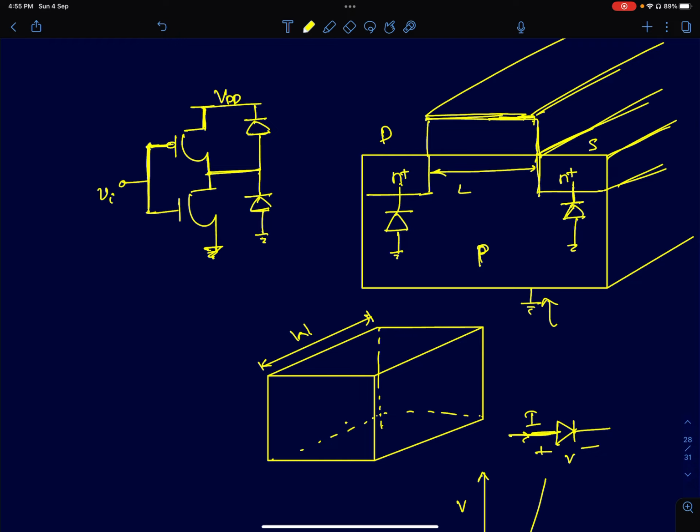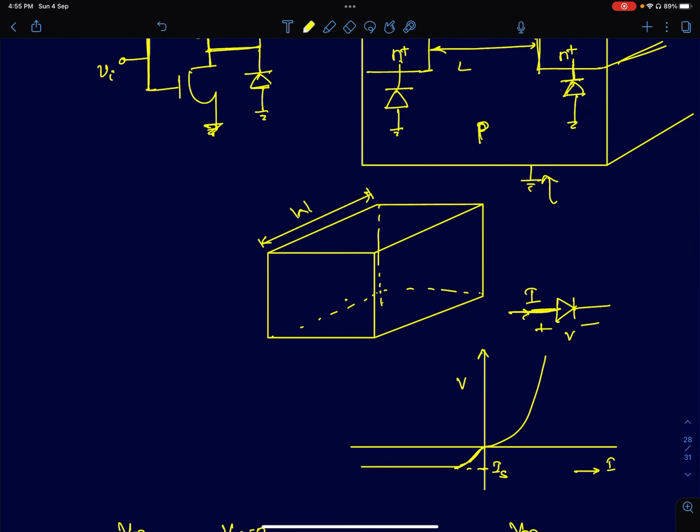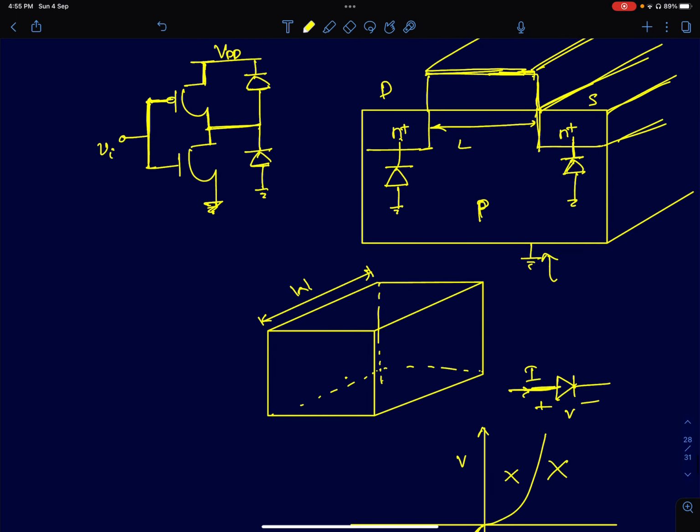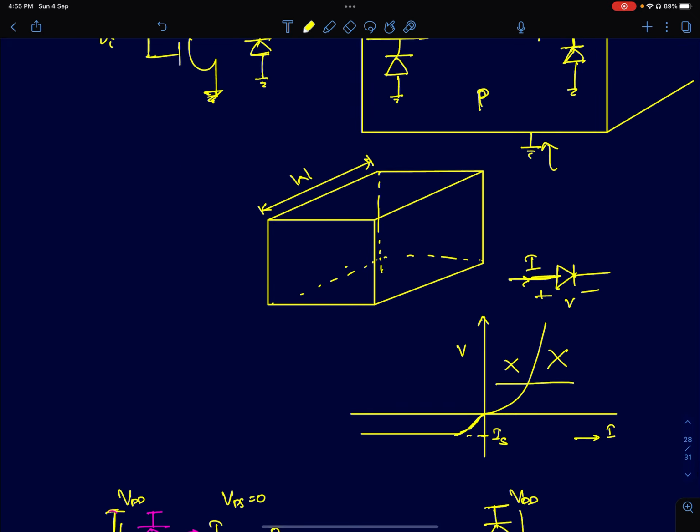Now, a diode, if it is forward biased, then its current will increase exponentially with the voltage across it. But since we are never going to turn on these parasitic diodes that get naturally formed in the structure of a MOS device, we can ignore the forward bias operation. We are always going to keep it in the reverse bias region.